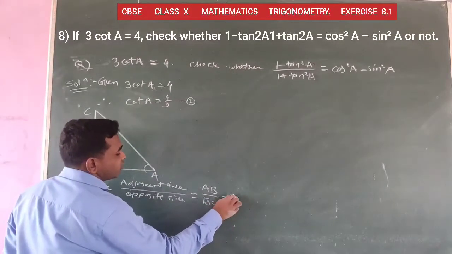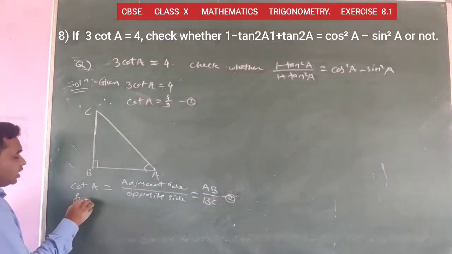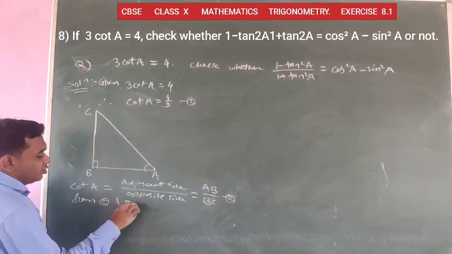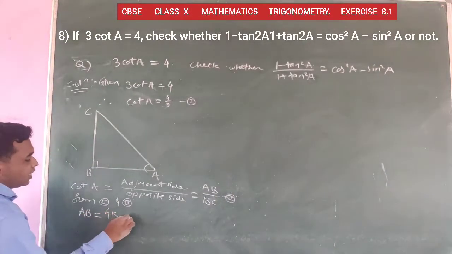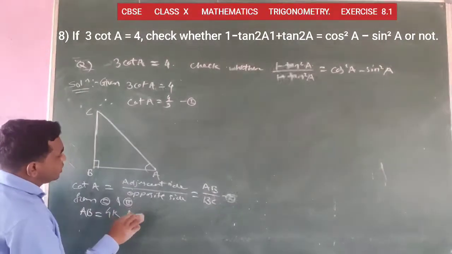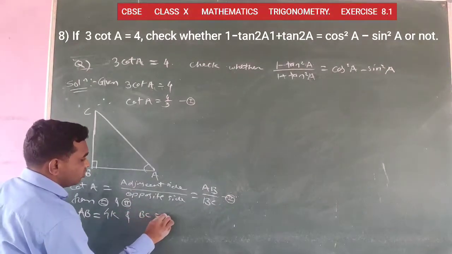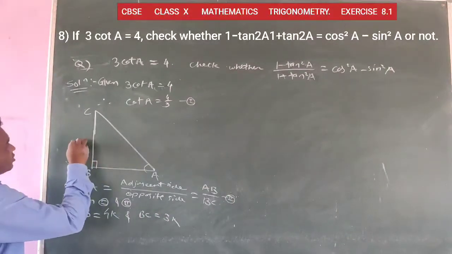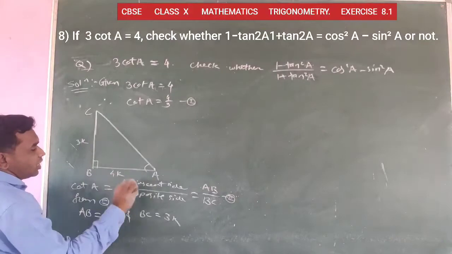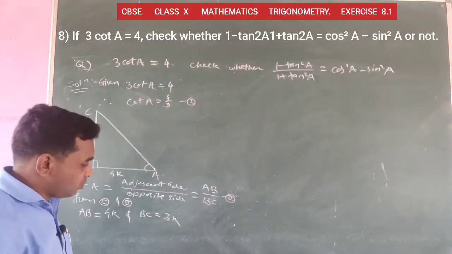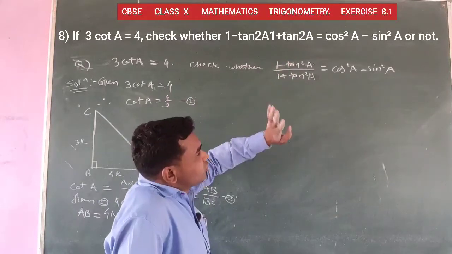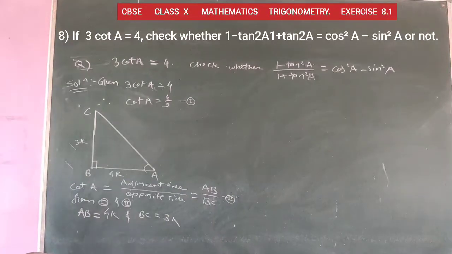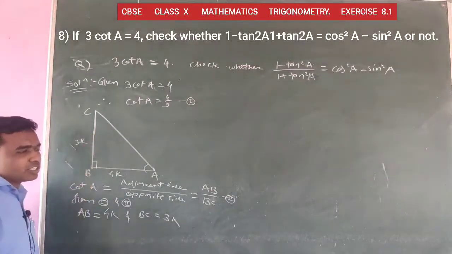So simple, this is equation number 2, and from equations 1 and 2, AB is equal to 4K and BC is equal to 3K. So BC is equal to 3K and AB is equal to 4K, and we have to check 1 minus tan square A, 1 plus tan square A, and cos square A minus sin square A. So for the values of sin A, cos A and tan A, we have to find the hypotenuse.